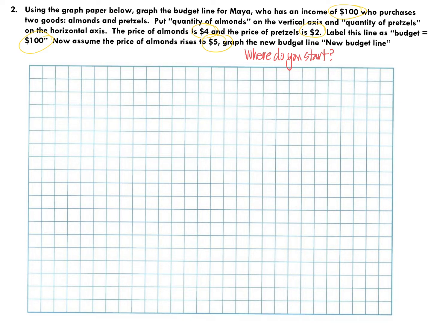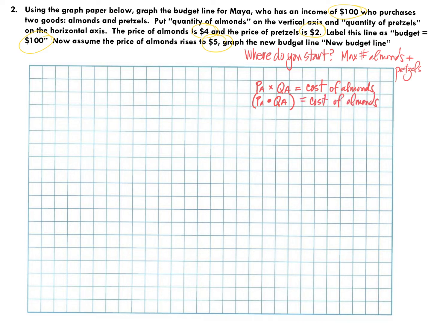The beginning is to figure out what is the maximum amount of almonds and the maximum amount of pretzels this person can afford. That's because the budget line simply looks at what is the most you can afford. So first, I agree on this statement that the price of almonds times the quantity of almonds equals how much you're going to spend on almonds. Or another way to say it, using the dot instead of the X to denote multiplication, is that the price times the quantity is the cost.